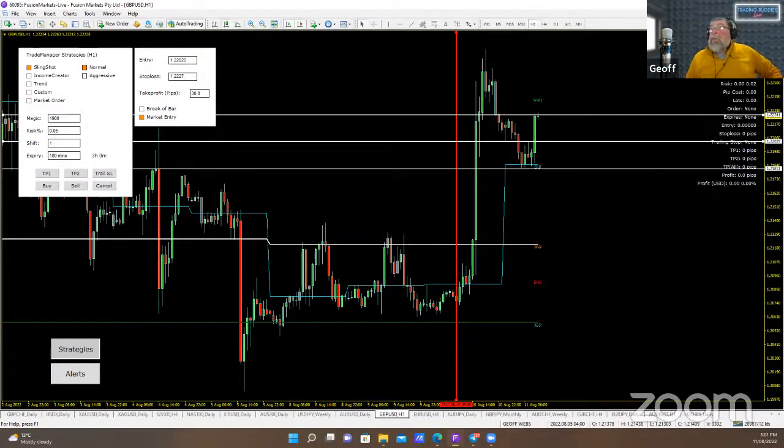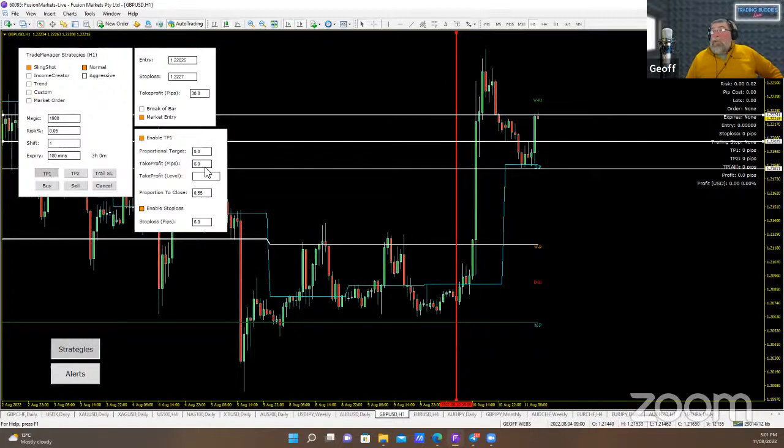0.2227. That is going to be the stop loss. TP1 will be at 1-to-1, so we can put that in as a proportional target of 1. And we will do nothing in terms of taking money off the table at that point, but we will move our stop to entry. So the only thing you need to do there is put 1.0 if you're trading on the trade manager.